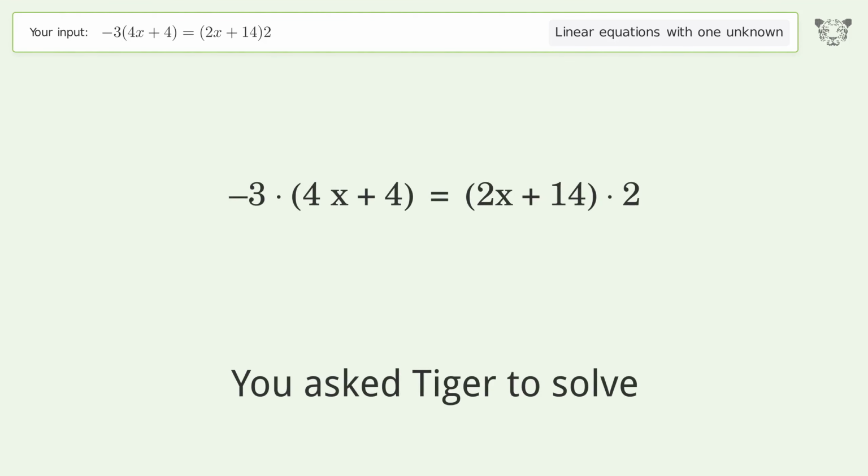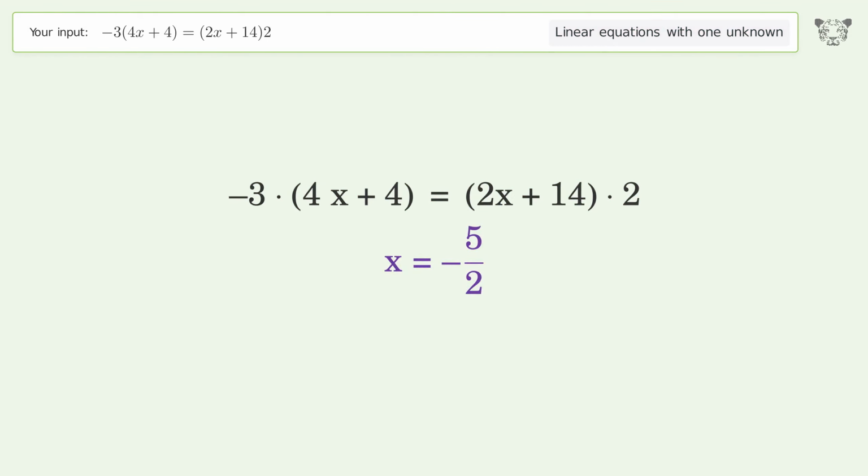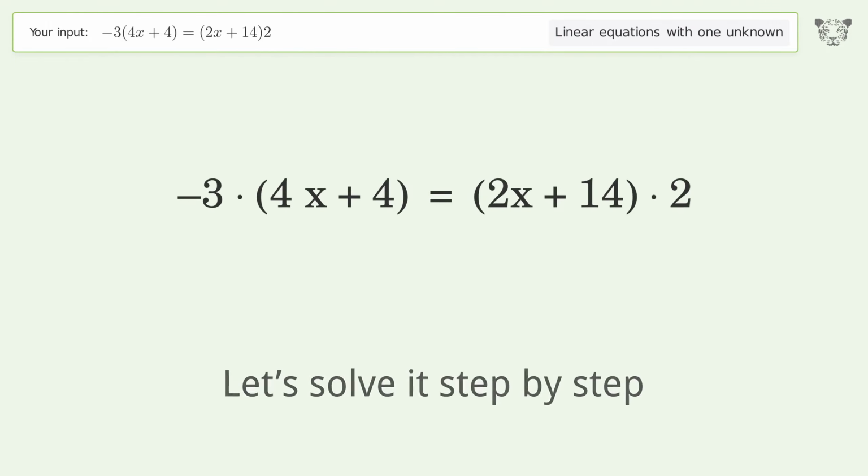You ask Tiger to solve. This deals with linear equations with one unknown. The final result is x equals -5/2. Let's solve it step by step.